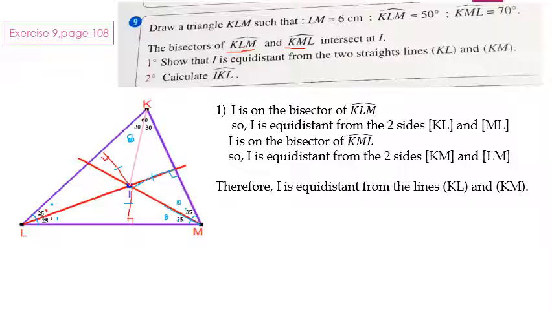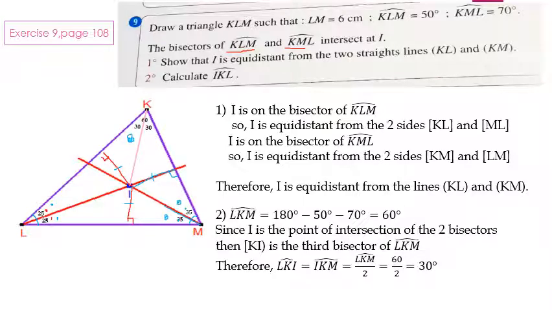Now, to find the angle, we know that the sum of angles in a triangle is 180 degrees. So LKM equals 180 degrees minus 50 minus 70 degrees. Why did I do that? Since the sum of angles in a triangle is 180, we know these two angles, 50 and 70, equal 120. 180 minus 120 equals 60 degrees. Now we know that LKM equals 60, but listen carefully.